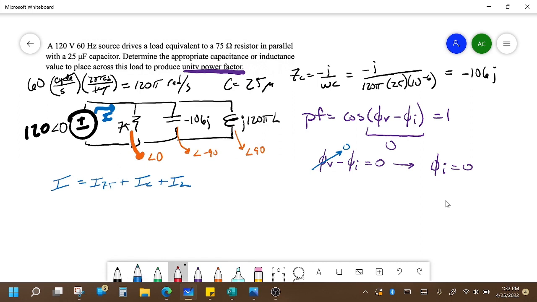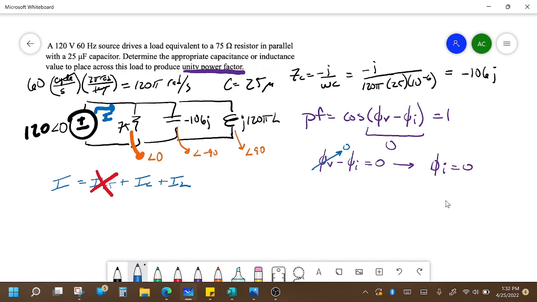So basically, I'm not writing this as 0. I'm just saying I'm not going to consider it when it comes down to finding unity. Unity is going to come from the elements whose angle can be made 0, the only things that can change the angle: the capacitor and the inductor. So that's what I'm going to focus on.